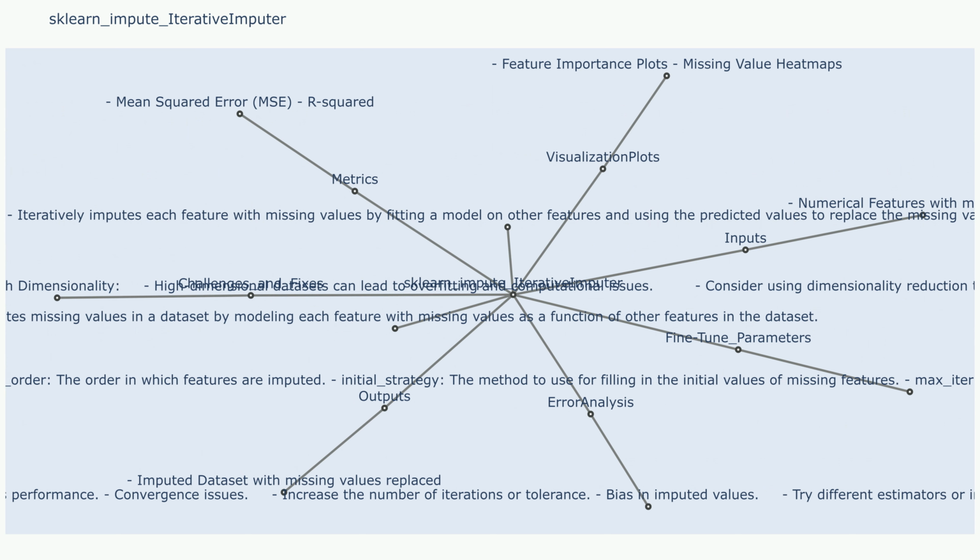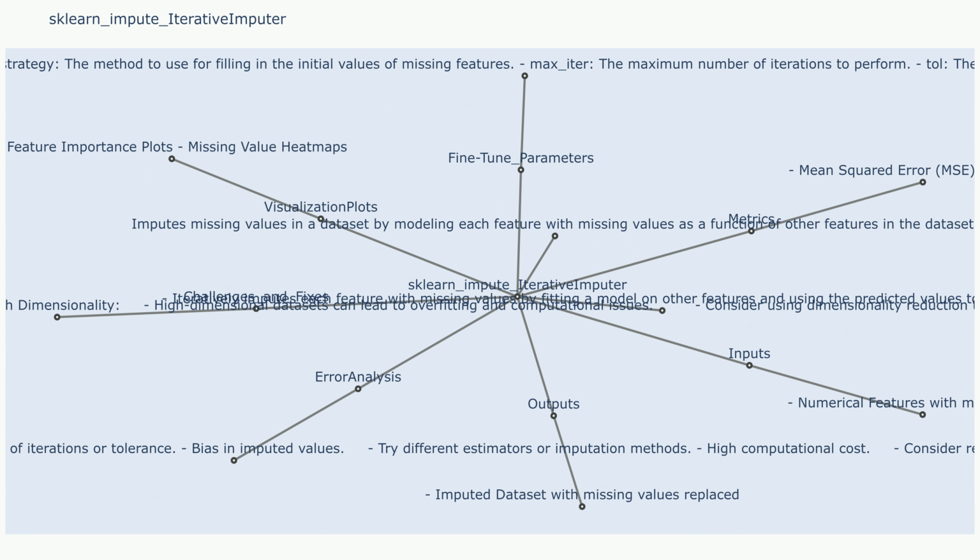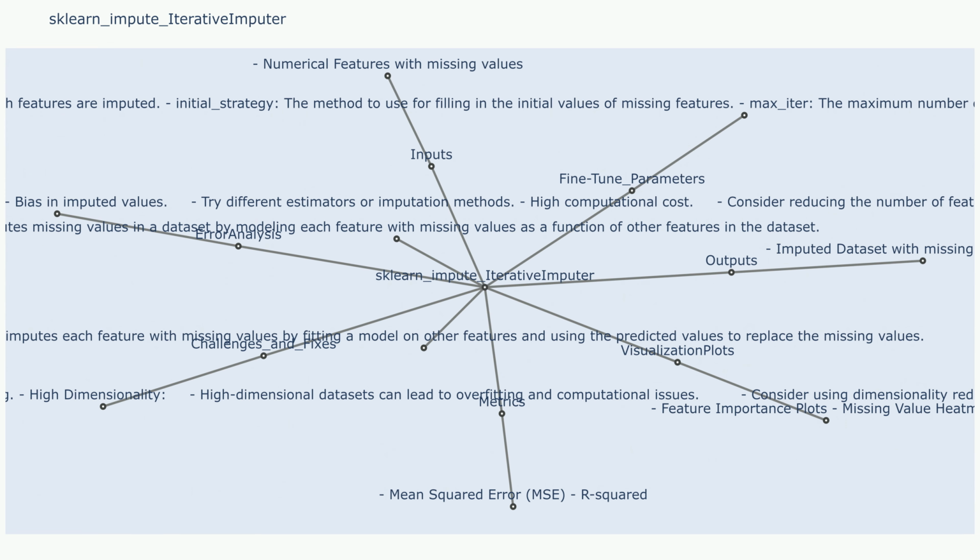Visualization plots. Scatterplots to visually assess the relationship between the imputed values and the original values for each feature. Histograms to examine the distribution of the imputed values for each feature. Fine-tune parameters. Estimator. Different estimators, e.g., decision tree regressor, Bayesian ridge, can be chosen to suit the nature of the data and the relationships between features.